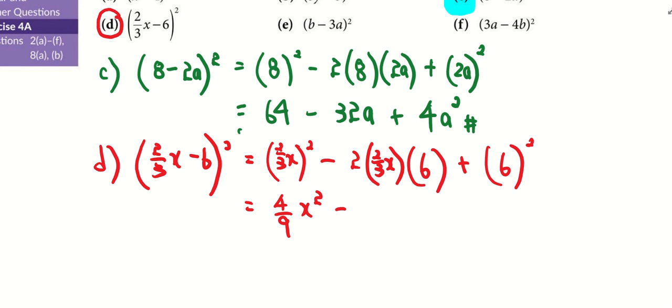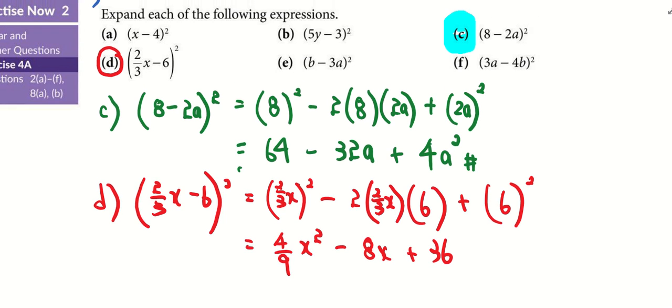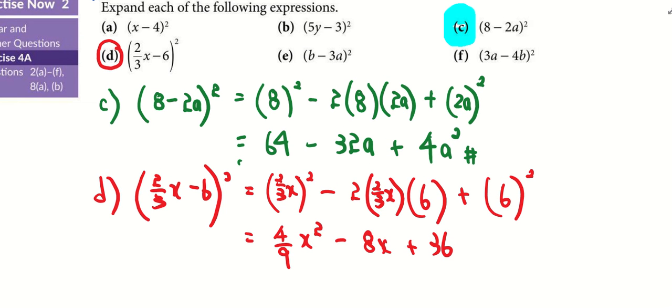2 times 2/3 times 6. You can press the calculator. I think you should get -8 eventually. 6 squared. Okay, do we get the same answer as when we do the rainbow expansion? It will be the same.